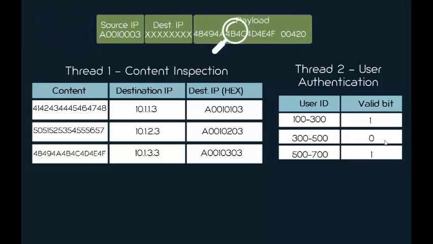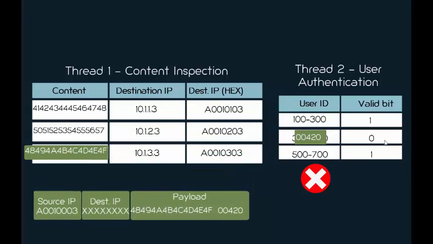In case, during inspection of the packet, the user ID is found to be invalid, then the packet will not be sent out, but will be dropped.